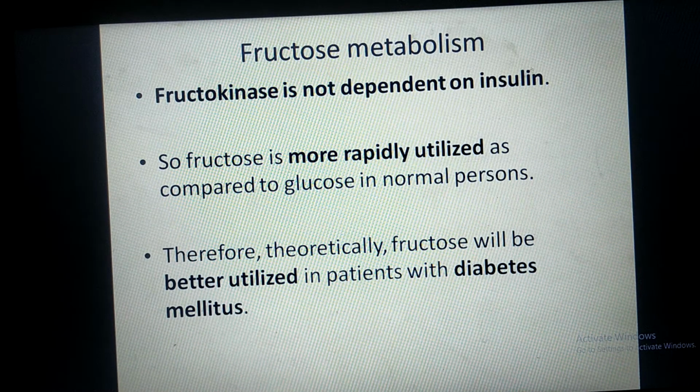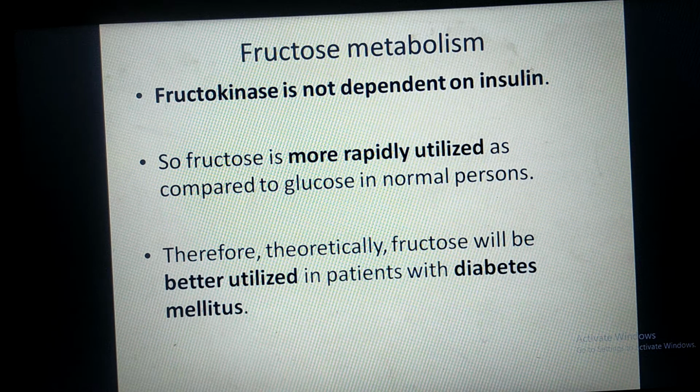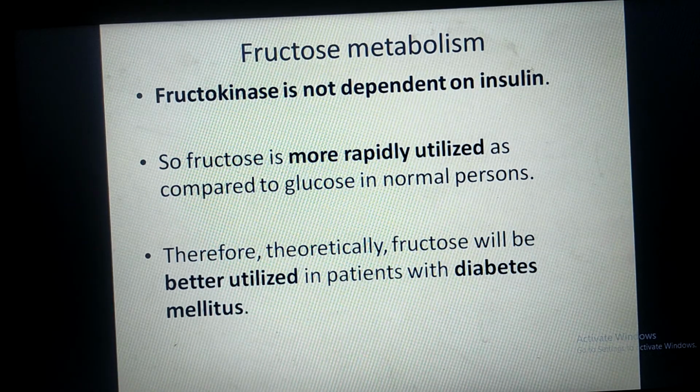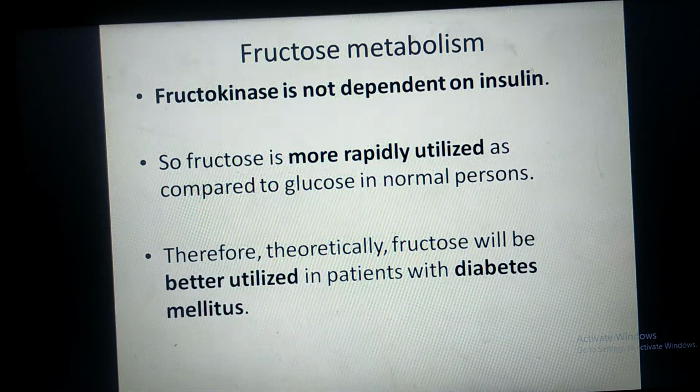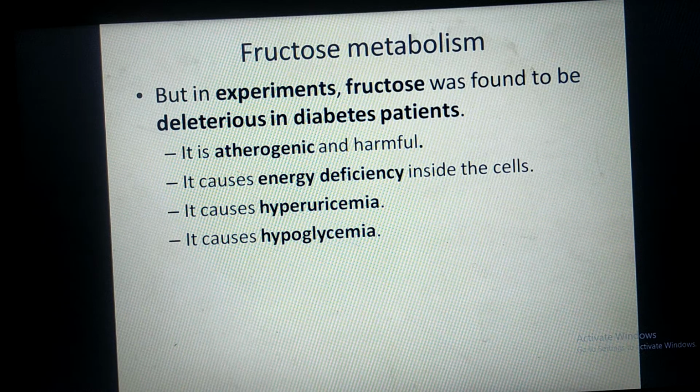One more important thing about fructokinase is that it is not dependent on insulin. Therefore, it is more rapidly utilized as compared to glucose in normal persons as well as in diabetic persons. So theoretically you can say fructose is better utilized in patients with diabetes mellitus because fructokinase is not dependent on insulin. But in experiments it was found that fructose was more deleterious in diabetic patients.